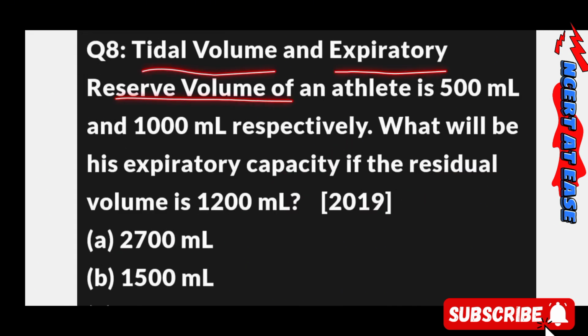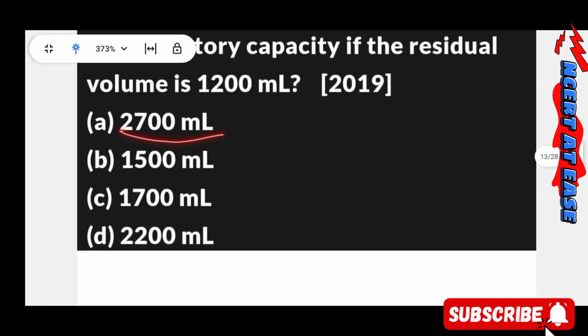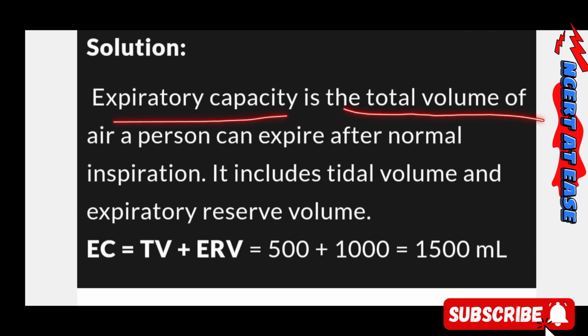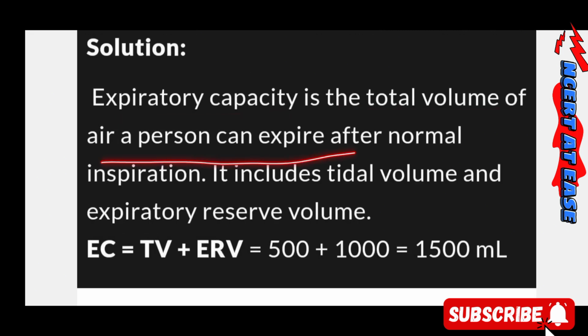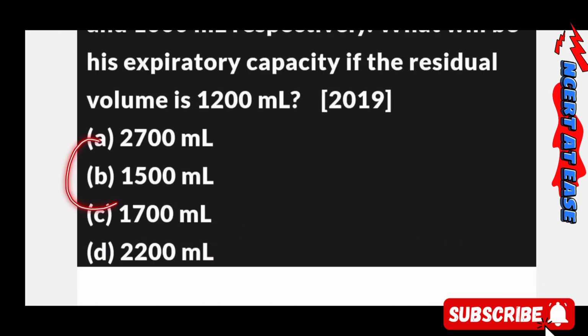Tidal volume and expiratory reserve volume of an athlete is 500 ml and 1000 ml respectively. What will be his expiratory capacity if the residual volume is 1200 ml? 2700, 1500, 1700, 2200. Expiratory capacity is the total volume of air a person can expire after normal inspiration. It includes tidal volume and expiratory reserve volume. EC is equal to TV plus ERV is equal to 500 plus 1000 is equal to 1500 ml. Option B, 1500 ml is the correct answer.